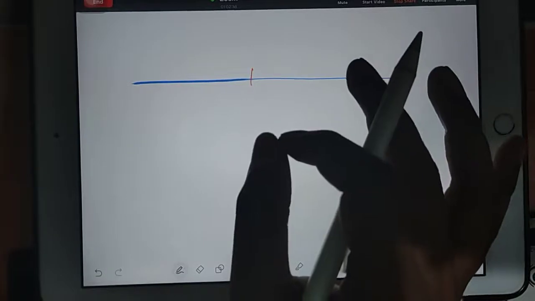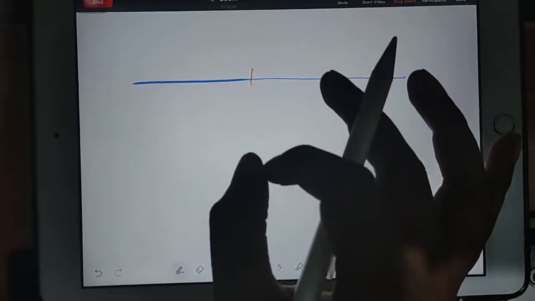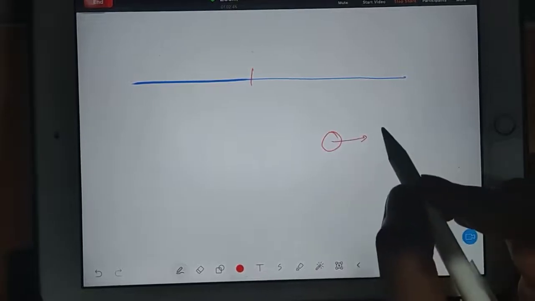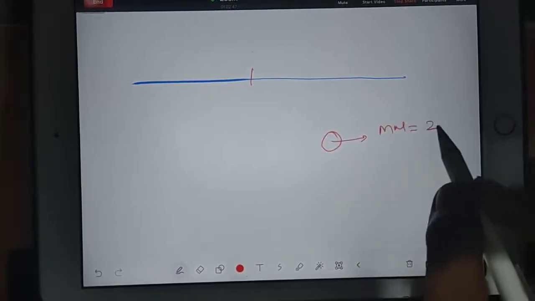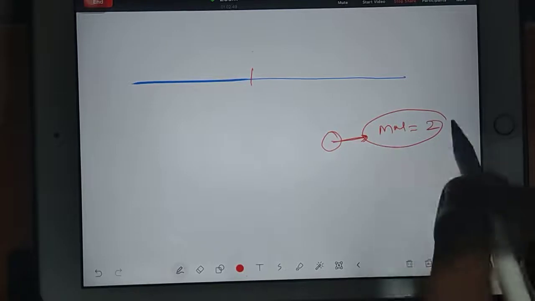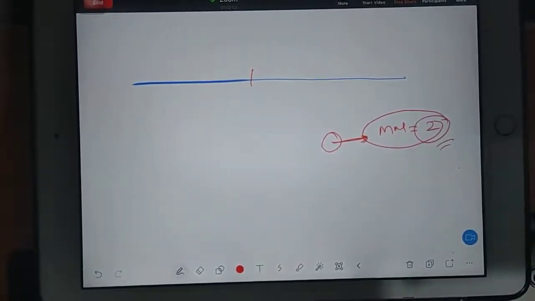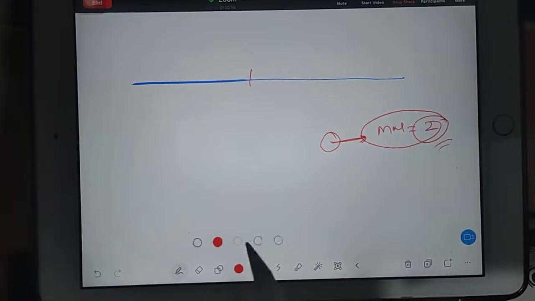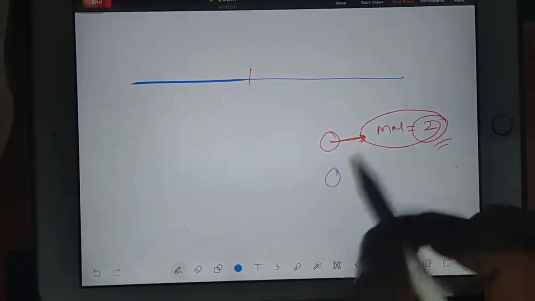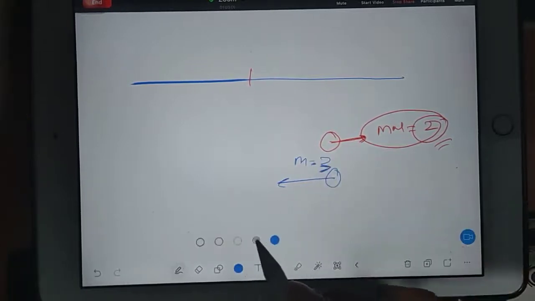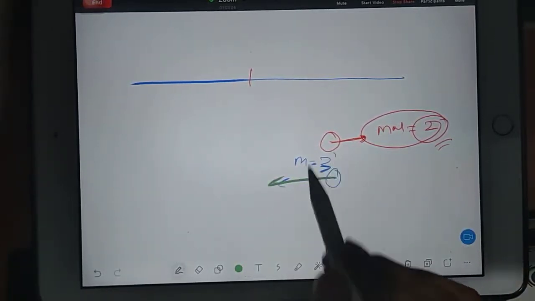Actually, Mach number is related to the sound speed. And what is Mach number? Suppose there is any object flying in this direction and the Mach number is 2. It means this object is flying 2 times faster than the speed of sound. So Mach number is directly connected with the speed of sound. If there is any aeroplane going in this direction with Mach number 3, it means it is going 3 times faster than sound.